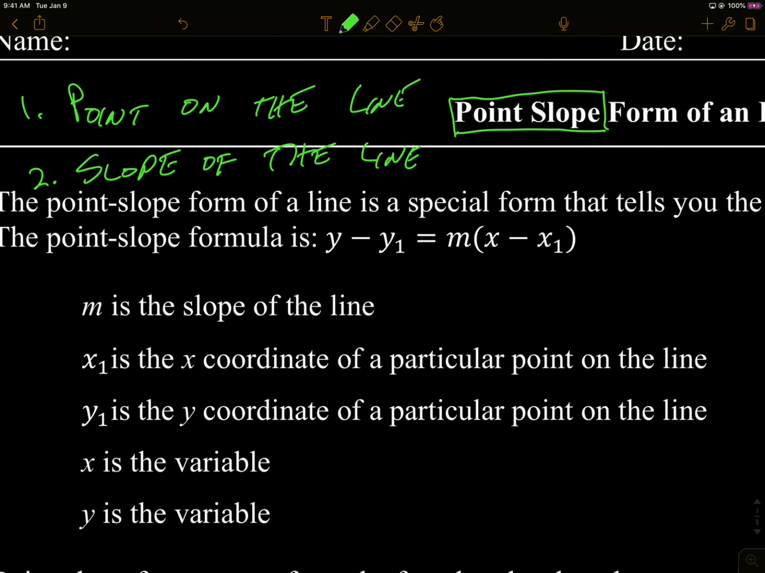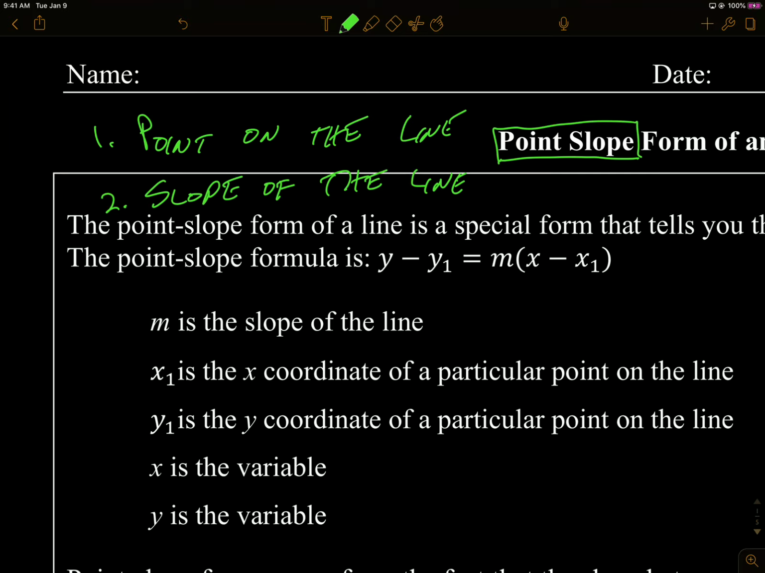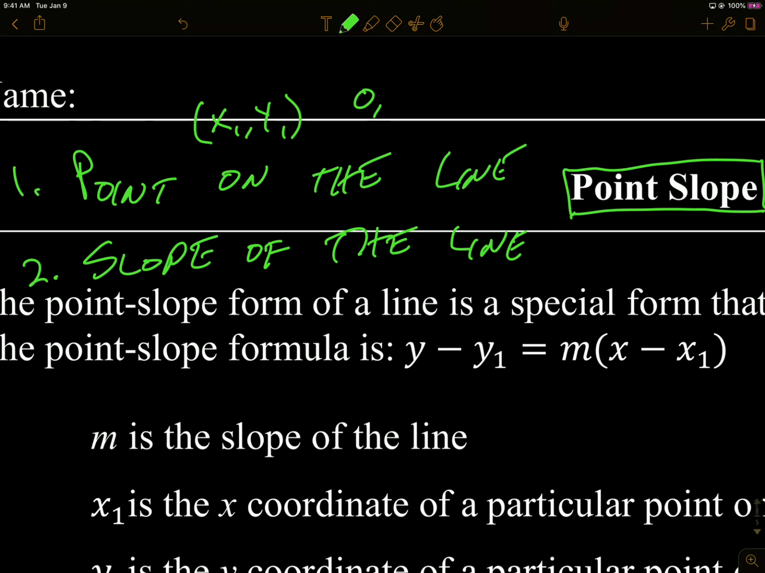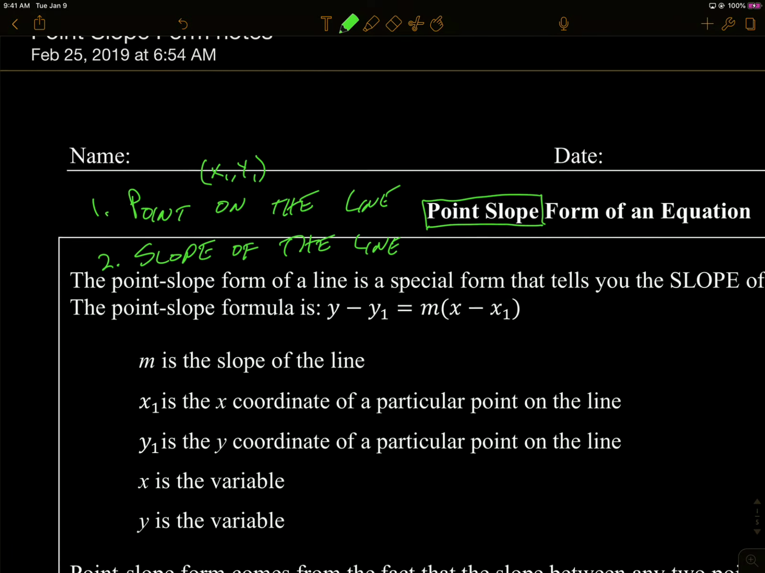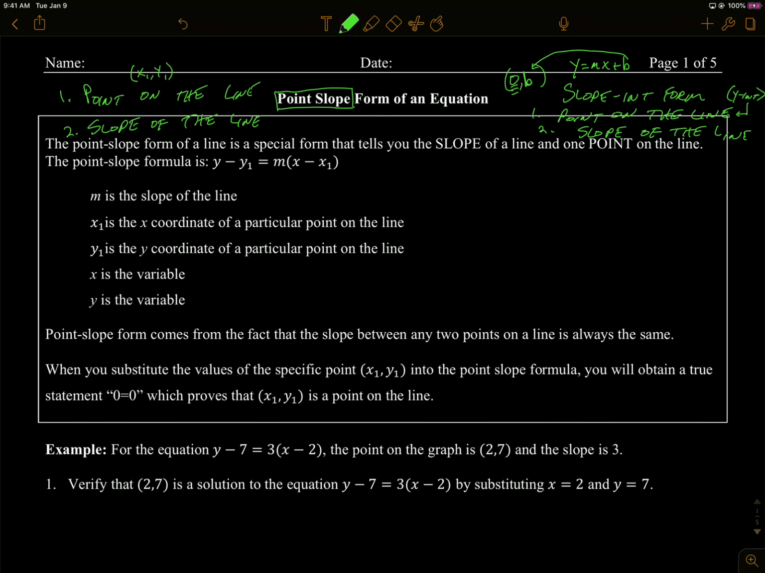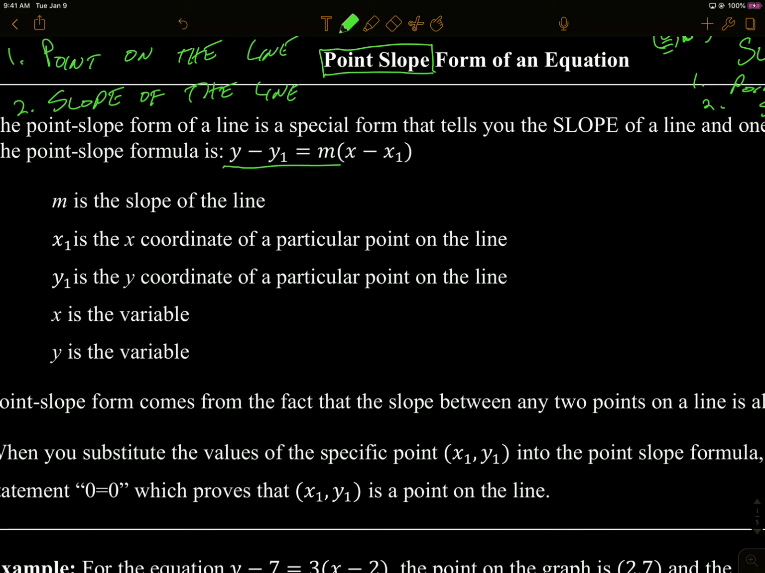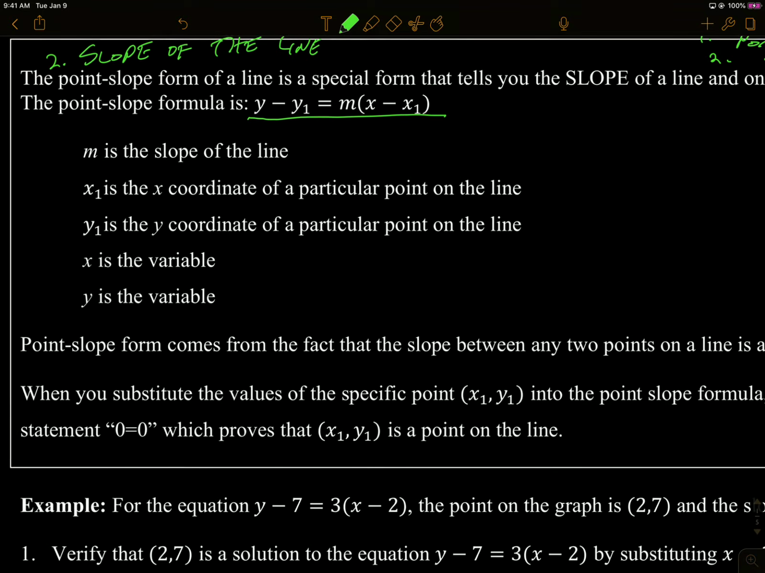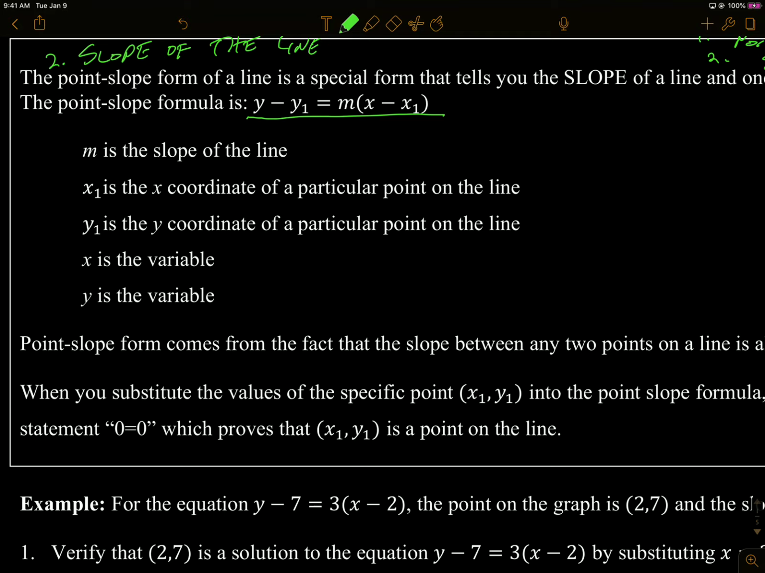In point slope form, the point that we know is going to be x1, y1. It doesn't have to be 0 anything or anything 0. It can be any point. It could be 2, 3, or 5, 7. It doesn't have to be the special point that's the y-intercept. So that's what this is about here. It's giving us the form y minus y1 equals m times x minus x1, where m is the slope, x1 is the x-coordinate of the point that we know, and y1 is the y-coordinate of the point that we know. x and y are variables in the equation.